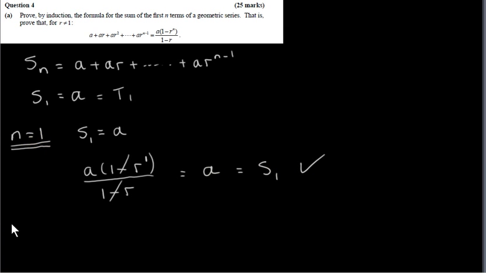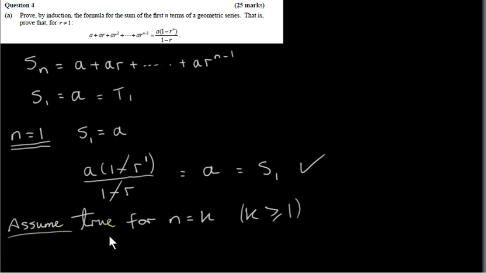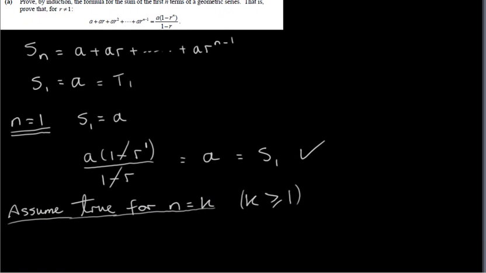The second step in proof by induction is to assume the formula is true, assume true for n equals k, where k is any number greater than or equal to 1. Any integer. Proof by induction only makes sense for integer values. So what's the assumption statement?